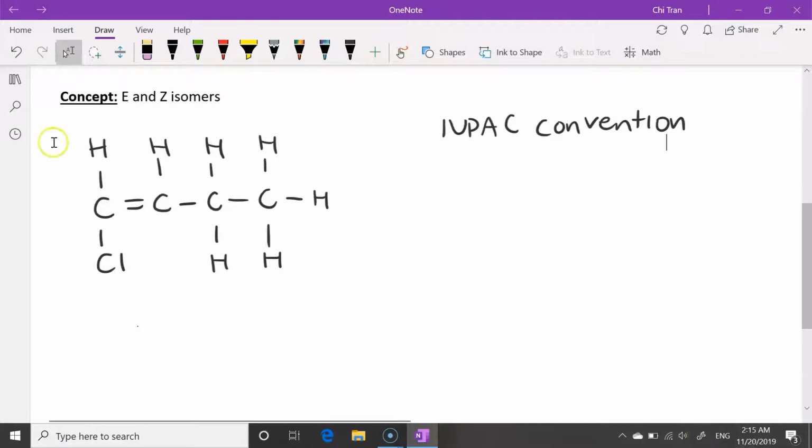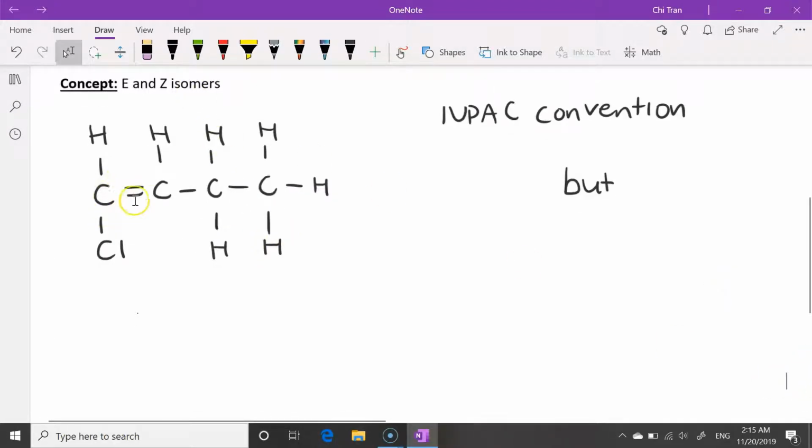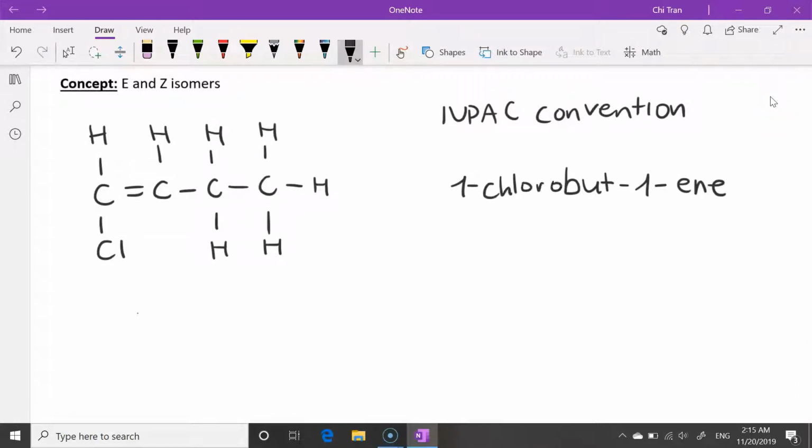So we first need to identify the longest carbon chain, which is 4 carbons. So we have but. And then there's one double bond, so it's an alkene, and it's located on the first carbon. So we add to the name 1-ene. And then we also have a substituent group of chlorine that is bonded to the first carbon. So we add to the front of the name 1-chloro. And that's our IUPAC naming so far.